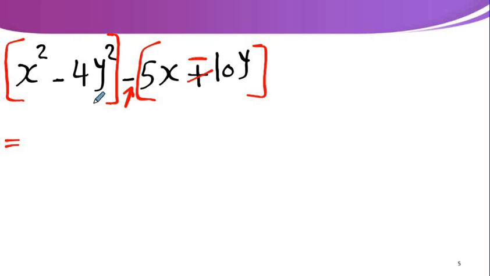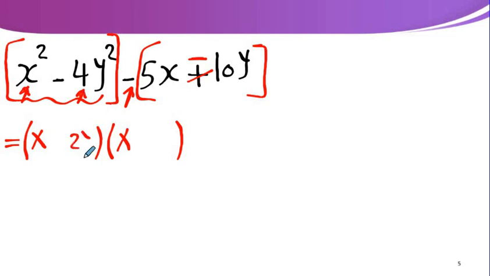And now the first group is a difference between two squares. This is a perfect square and this is a perfect square, and there is a negative sign between them. So to factorize them, open two brackets. The square root of x to the power 2 is x. The square root of 4y to the power 2 is 2y. One positive and the other negative.